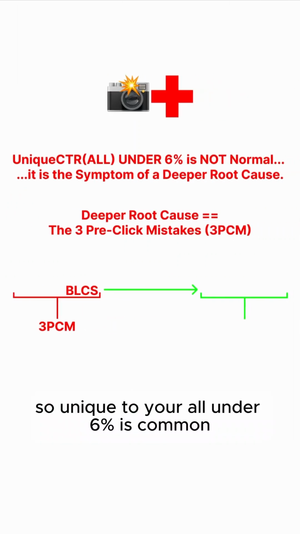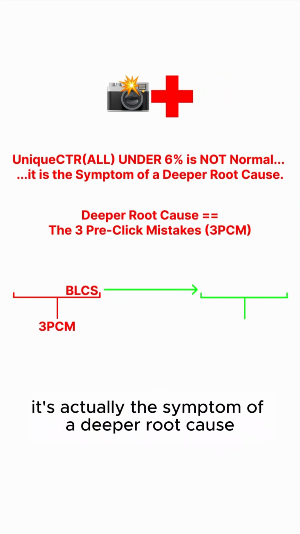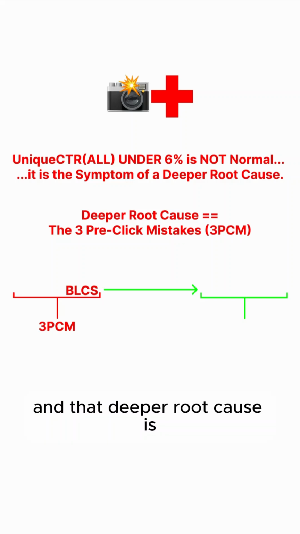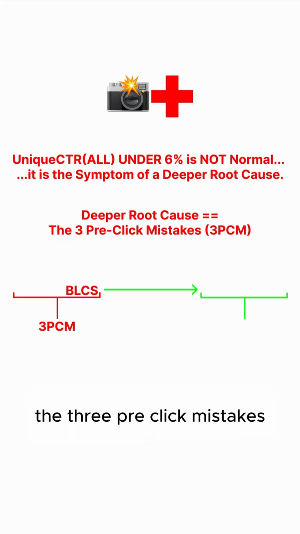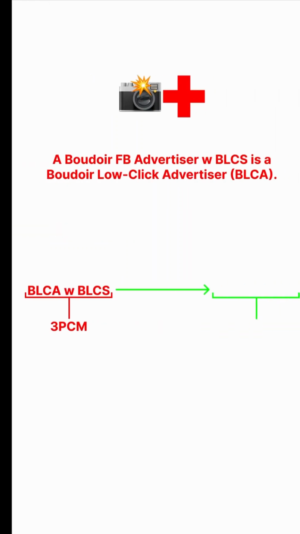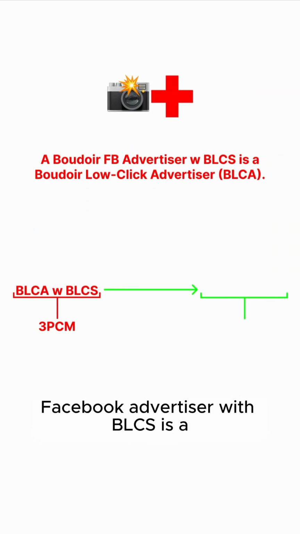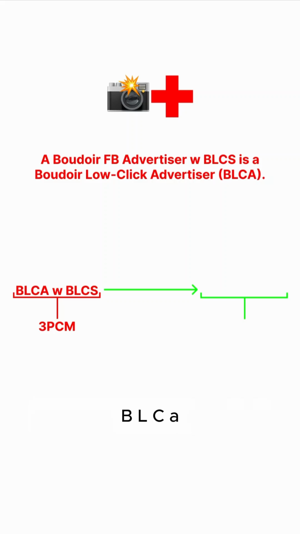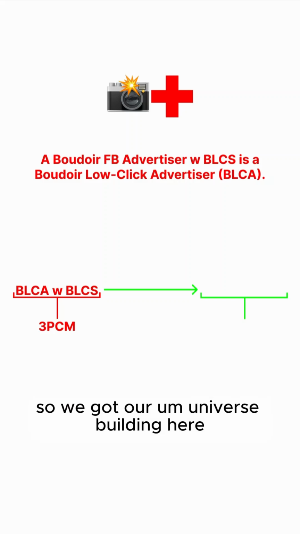So unique CTR all under 6% is common, but not normal. It's actually the symptom of a deeper root cause. And that deeper root cause is the 3 pre-click mistakes. We also know that a Boudoir Facebook advertiser with BLCS is a Boudoir low-click advertiser, a BLCA. So we got our universe building here.